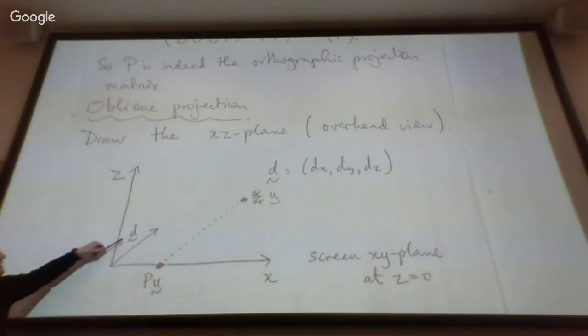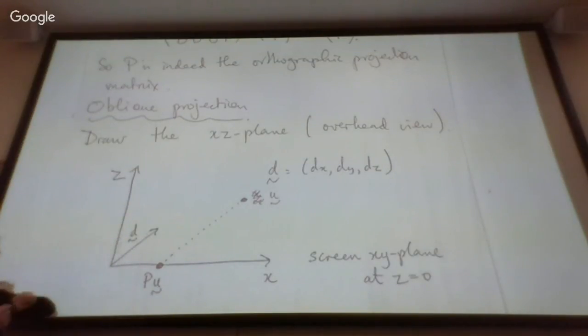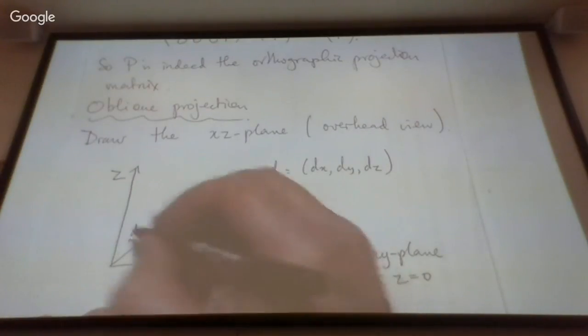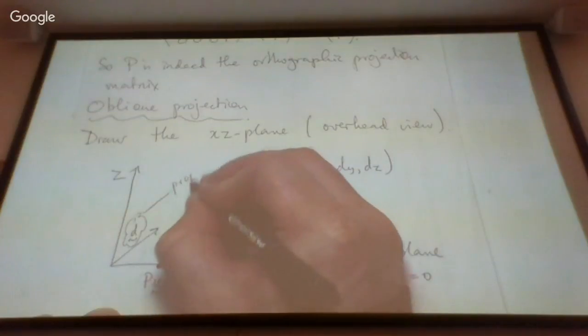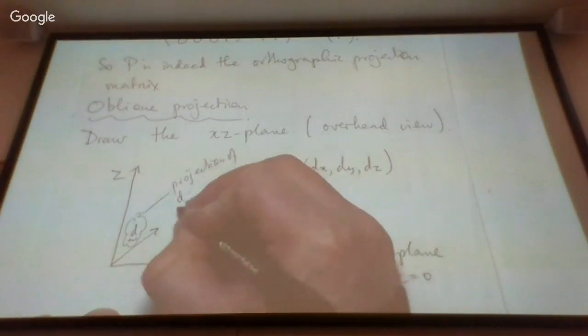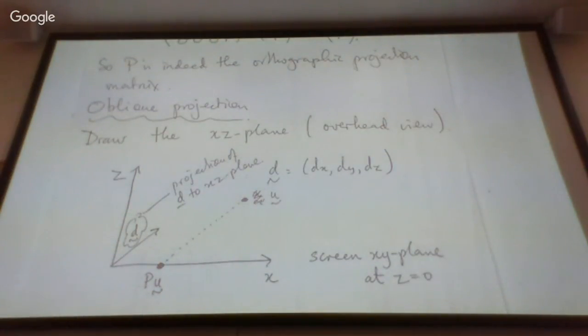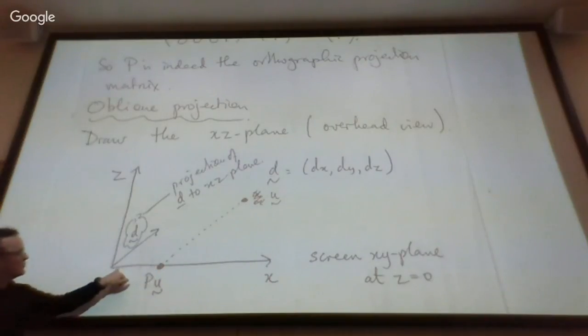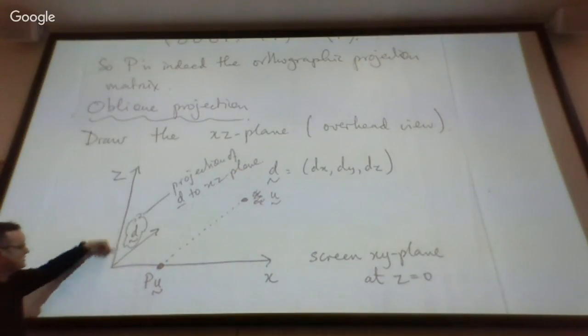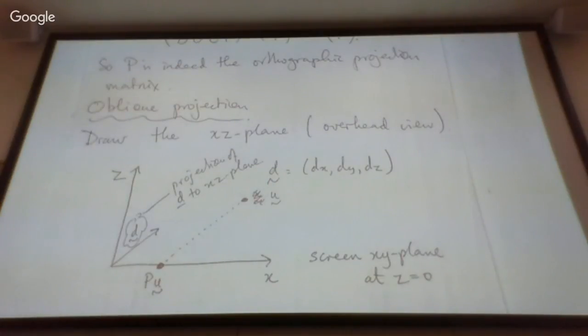But really what we're looking at there is not the vector d, but the projection of vector d to the x-z plane. The real vector d in the environment might be sticking up something like this. But what you can see on this top-down view is the projection of D to the xz plane. We can accurately see here the components dx and dz of D. So dx is the component of D along the x axis, and dz is the component of D along the z axis.